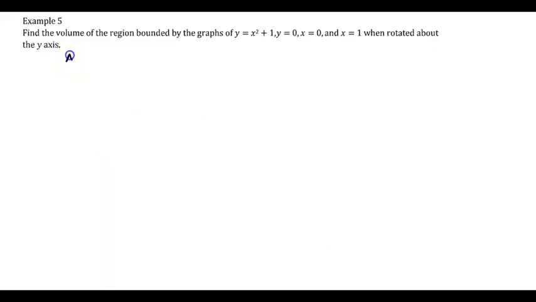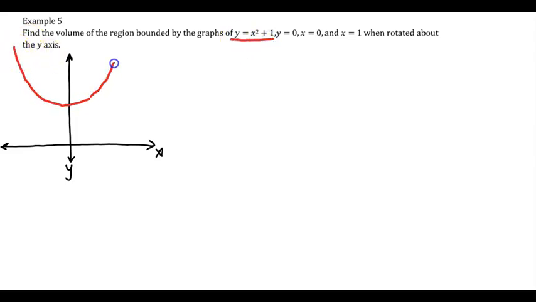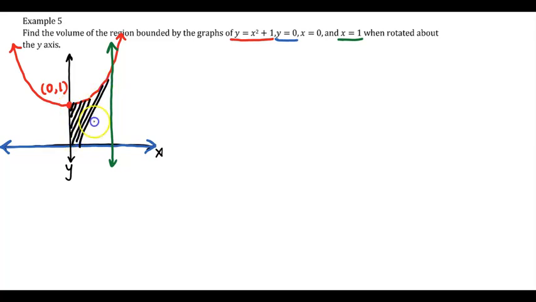In example 5, as always, we begin by sketching the region that we will be revolving. We have a parabola of y equals x squared plus 1. That's a parabola that has been shifted up 1. So I know that this is the point (0, 1). We have the line y equals 0, which is simply the x-axis. And then we have the vertical line x equals 1. I'll put that about right there. So the region that we are working with is this region right here.